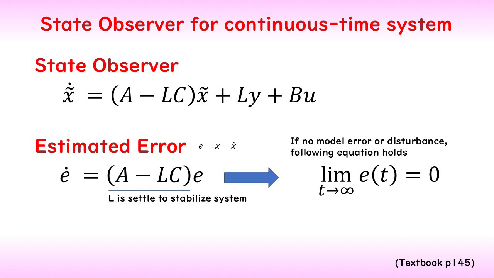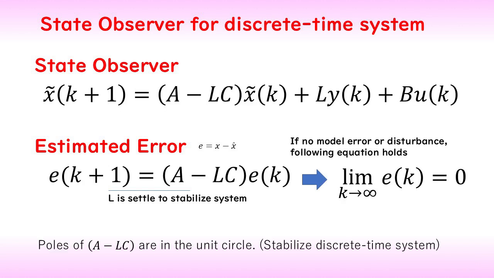We can find that when we select appropriate L in this system, e goes to 0 as t goes to infinity. This slide shows the case of discrete time system. In a similar manner we can obtain the state observer form.